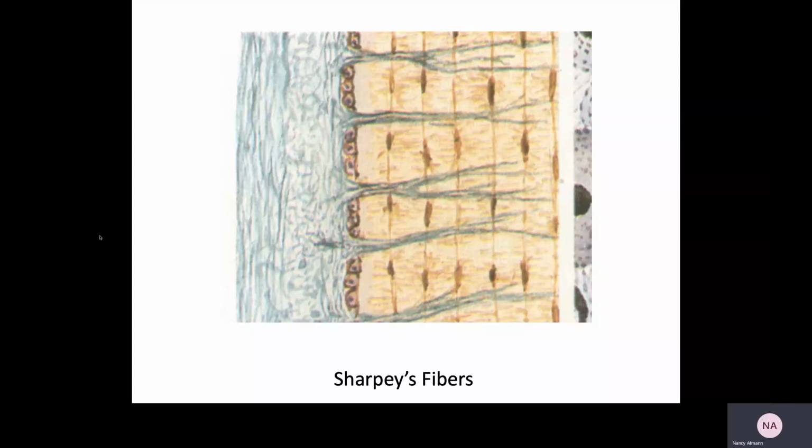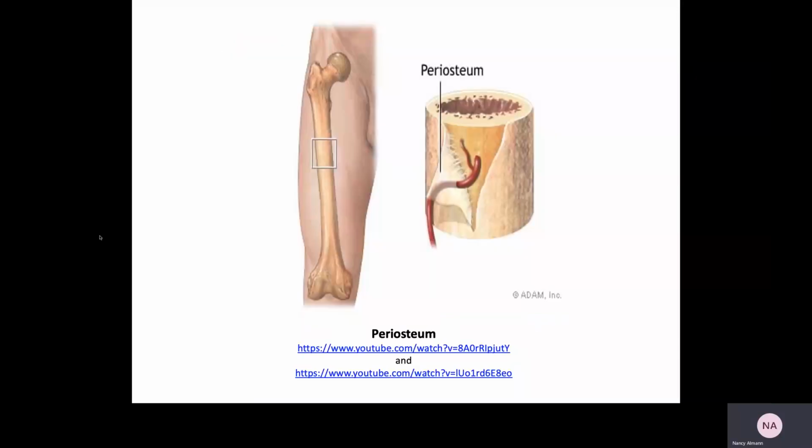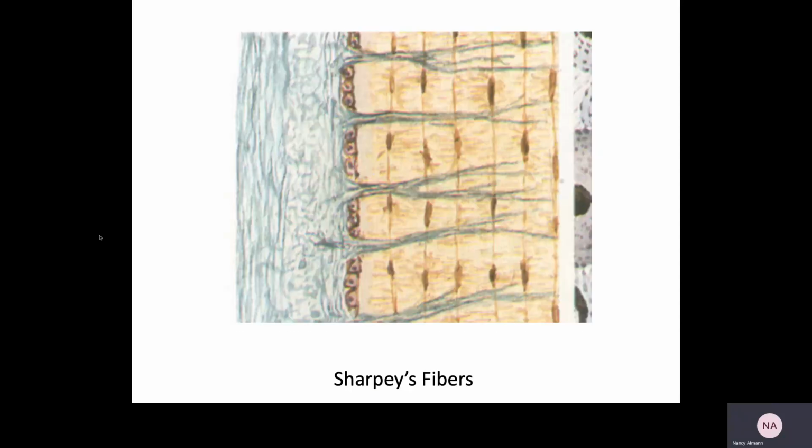We do need to talk about Sharpey's fibers, which are the fibers that basically invaginate into the bone tissue and attach the periosteum to the bone. So if we go back up to this, you see where the periosteum is reflected back in the diagram on the right? You can see those fibers there. Those are Sharpey's fibers. They do have clinical significance because of this.